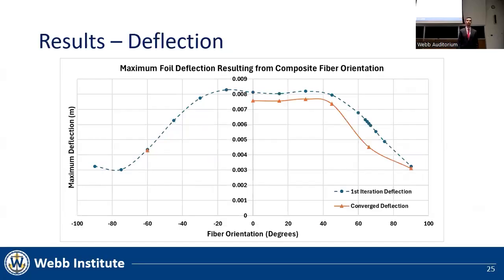The deflections also followed an asymmetric trend. Steeper fiber angles showed less deflection, as expected. The 66-degree layup offered 4.5 millimeters of deflection, while the negative 60-degree layup resulted in 4.3 millimeters of deflection.